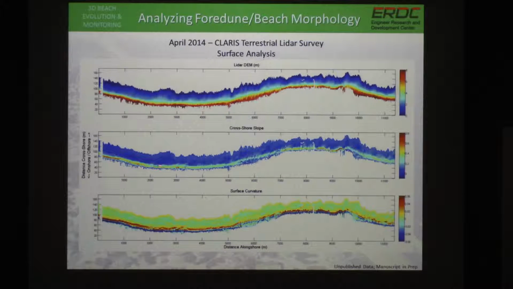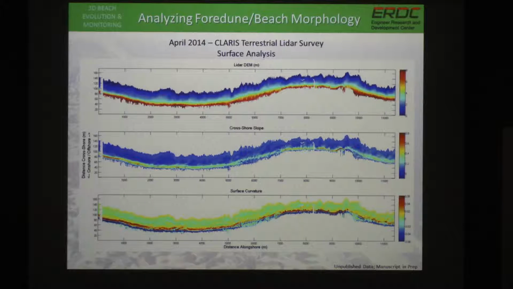And so the first thing I did was try to calculate your cross-shore slope. And that highlighted this area of steeper slopes that's probably along your dune face. But it didn't really seem to be picking out as many of the features that I wanted.